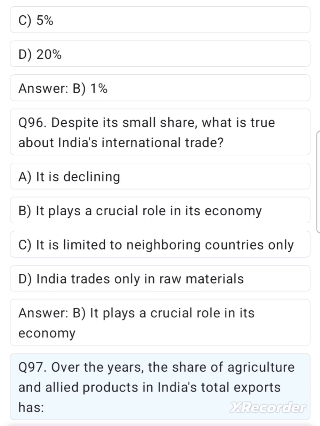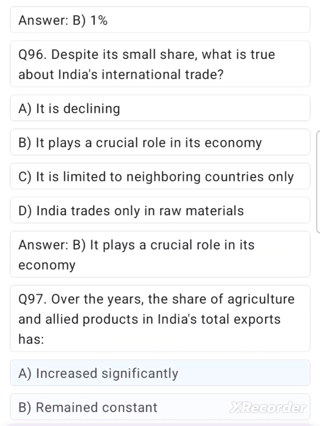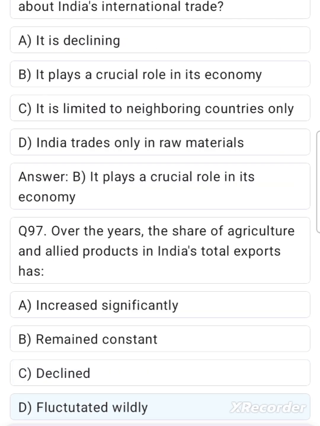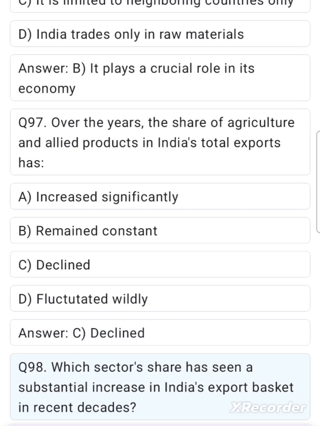Q97. Over the years, the share of agriculture and allied products in India's total exports has A. Increased significantly. B. Remained constant. C. Declined. D. Fluctuated wildly. Answer C. Declined.